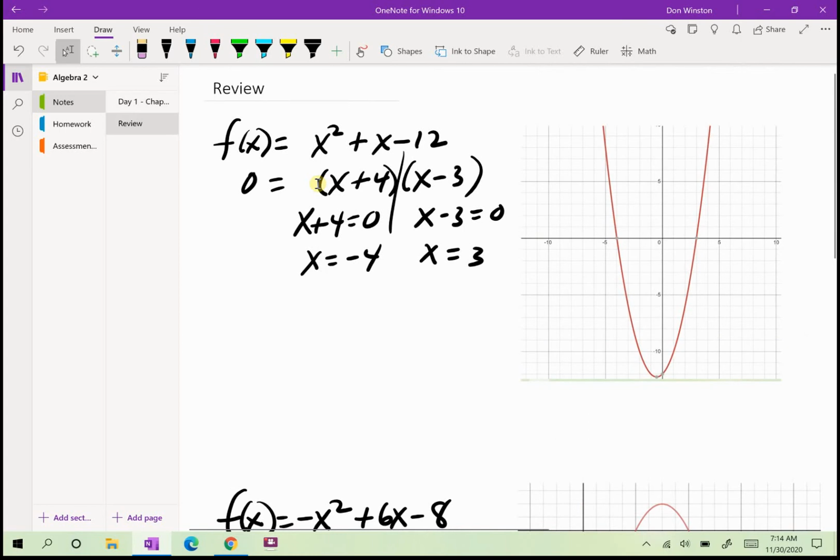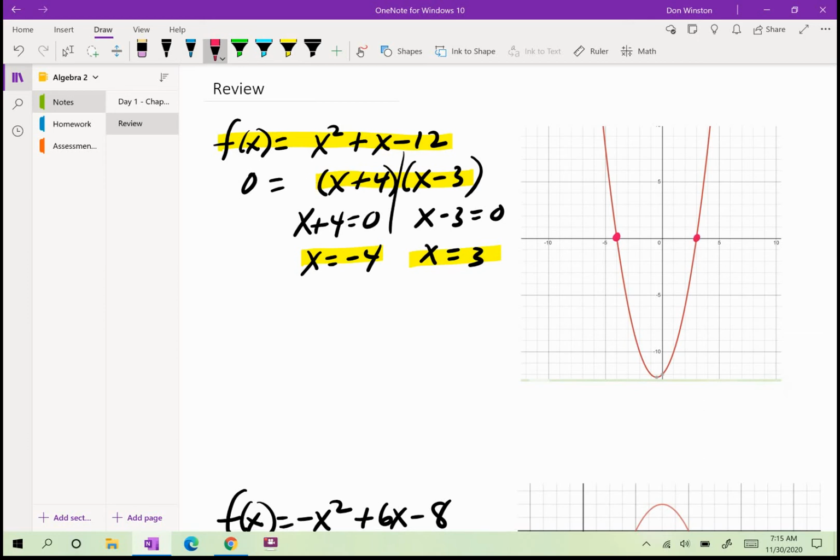Last trimester, we factored trinomials and we found the zeros. So let me review here. For example, we had f of x is equal to x squared plus x minus 12. And the factors of x squared plus x minus 12 are x plus 4 times x minus 3. And then we found the zeros. We found where that quadratic crossed the x-axis. So we said x plus 4 is equal to 0, and we got x is equal to negative 4. And we set x minus 3 equal to 0, and we got x is equal to 3.